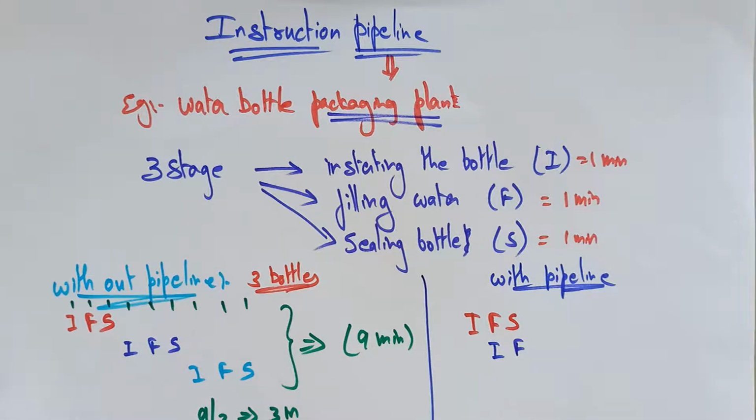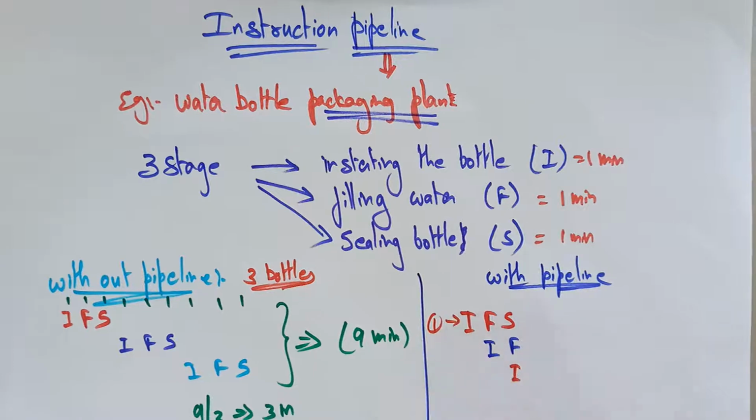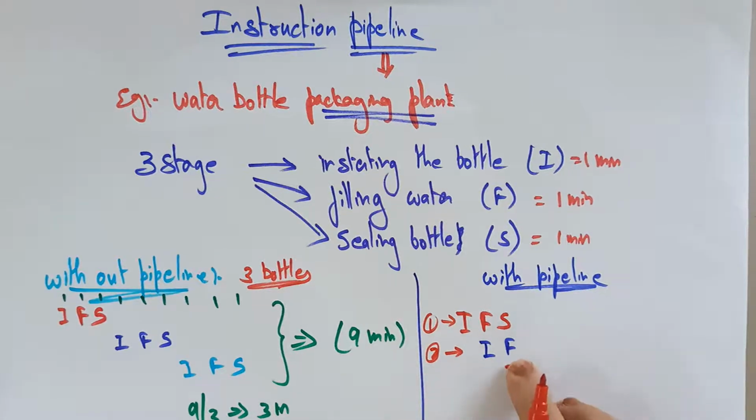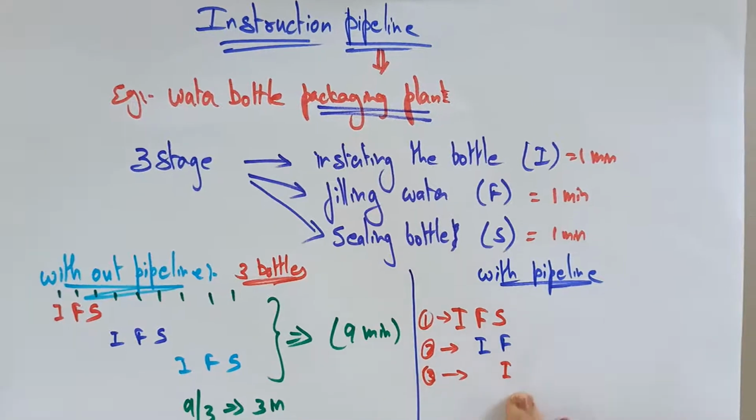At the same time, the third bottle is in the insert stage, because the insert stage is free. Whenever it is free, only then are you able to use it. Remember that whenever the resource is available, only then are we able to use that resource. So the first bottle is inserting, okay, and whenever the second bottle is in the filling stage, the third bottle is entered into the insert stage.